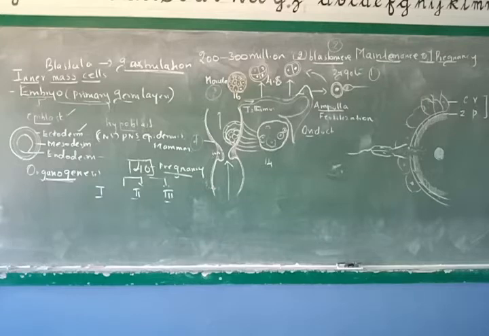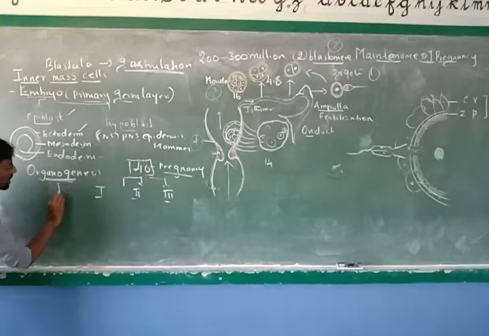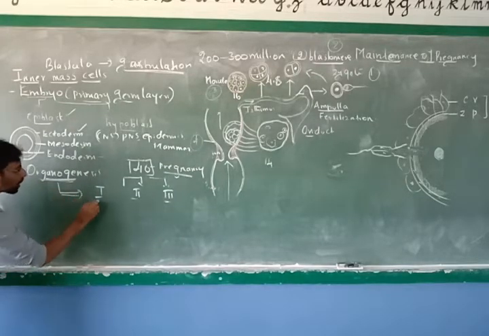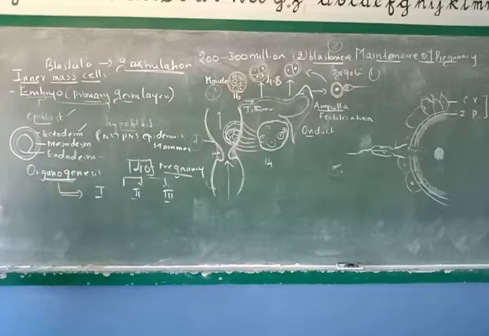Now the first trimester is the main period of organogenesis. This organogenesis takes place in the first trimester. What is organogenesis? Formation of organs. What are the organs? The heart is developed. The heart, limbs, lungs, liver and external genitalia are all well developed.